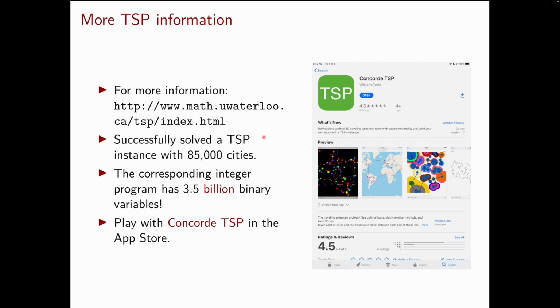The research done in the past decades allowed us to solve very large instances of the TSP, even with 85,000 cities. This is really impressive if you consider that the corresponding integer program has 3.5 billion binary variables. I encourage you to play with this beautiful app, and with this we conclude our video on the traveling salesman problem.